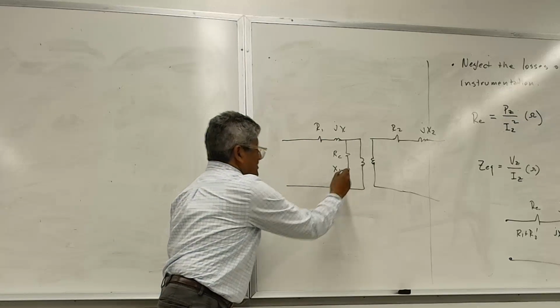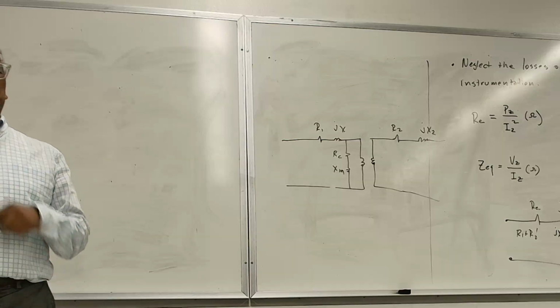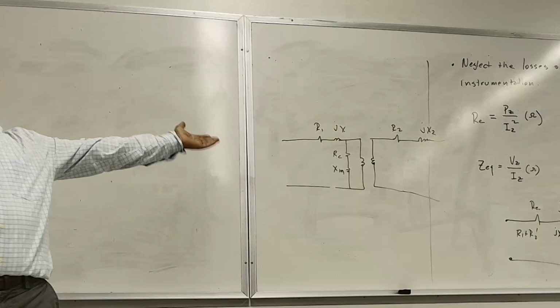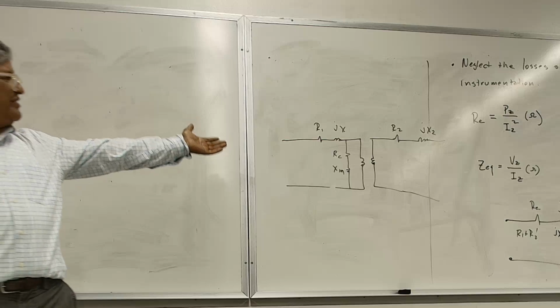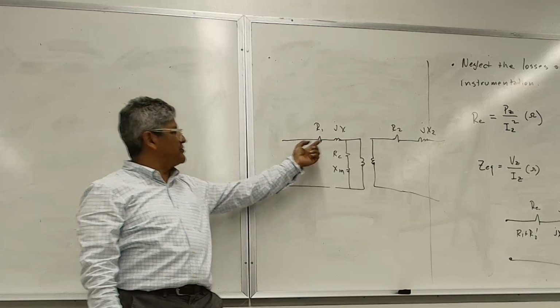I don't think I was here, but. I remember I said, and I did an example, and I told you guys, 99% of the time we neglect the magnetizing branch. Remember we talked about that? Because these impedances are really, really high in comparison to that.